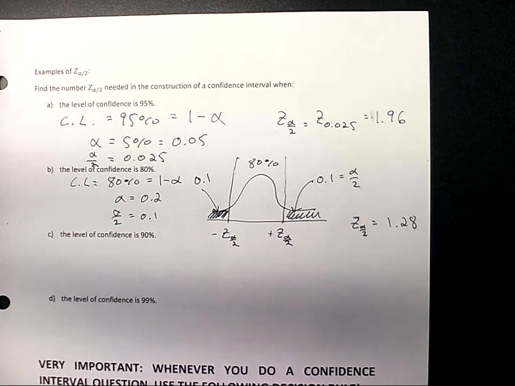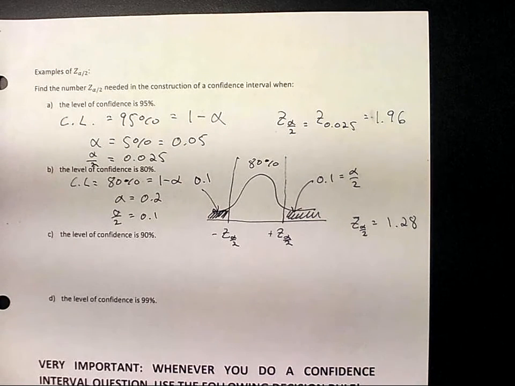Yep, B has the 0.1, like the something over 2. Is that an X or a 0? That's an alpha. So we're taking 1 minus alpha, and if we have 80%, that is equal to 1 minus alpha. If you solve for alpha, we add alpha to both sides and subtract 80% from both sides. So that gives us alpha is equal to 0.2. And then what we're doing right here is taking alpha divided by 2. So if you take 0.2 divided by 2, you get 0.1.